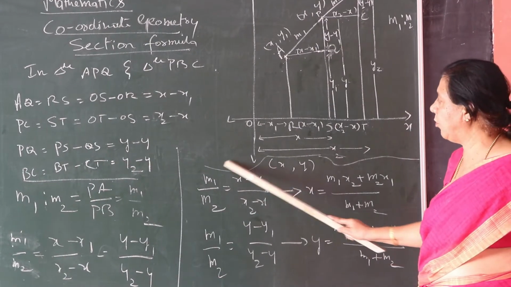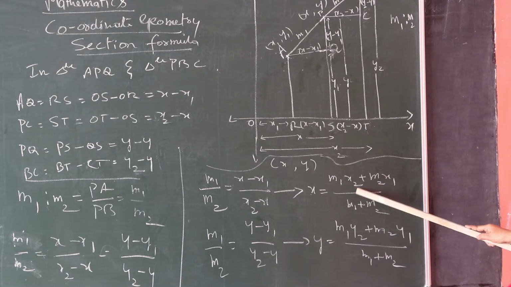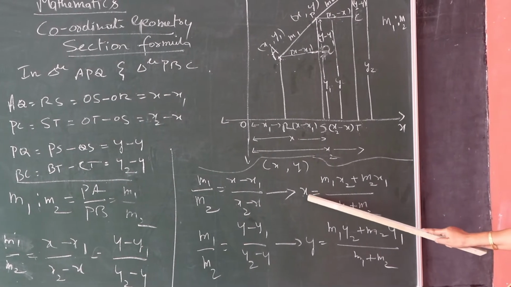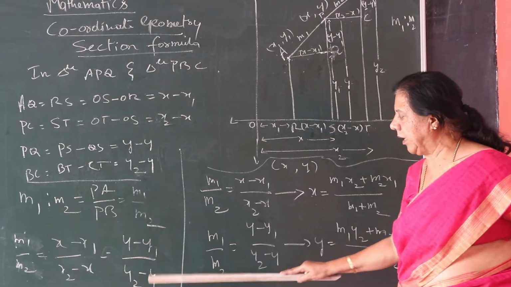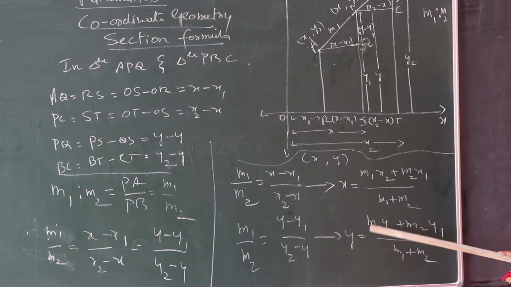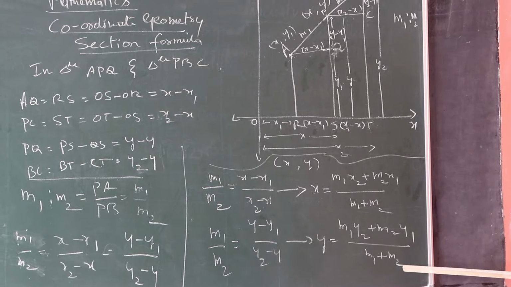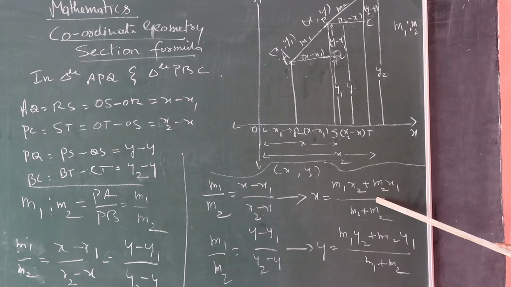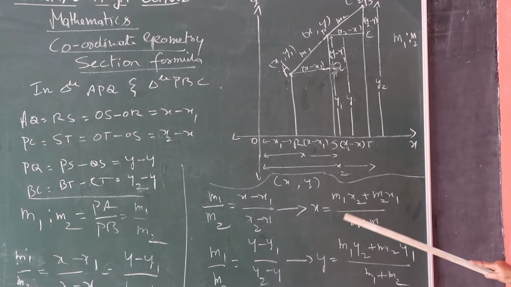I have taken these four things. If you simplify, x is equal to m1 into x2 plus m2 into x1 by m1 plus m2. This is the formula for x. Take for example y, m1 by m2, y minus y1, y2 minus y. If you simplify this one now, y is equal to m1 into y2 plus m2 into y1 by m1 plus m2. So these are the coordinates of x and y. For x we are using this formula, for y we are using this formula. These two are the section formula.